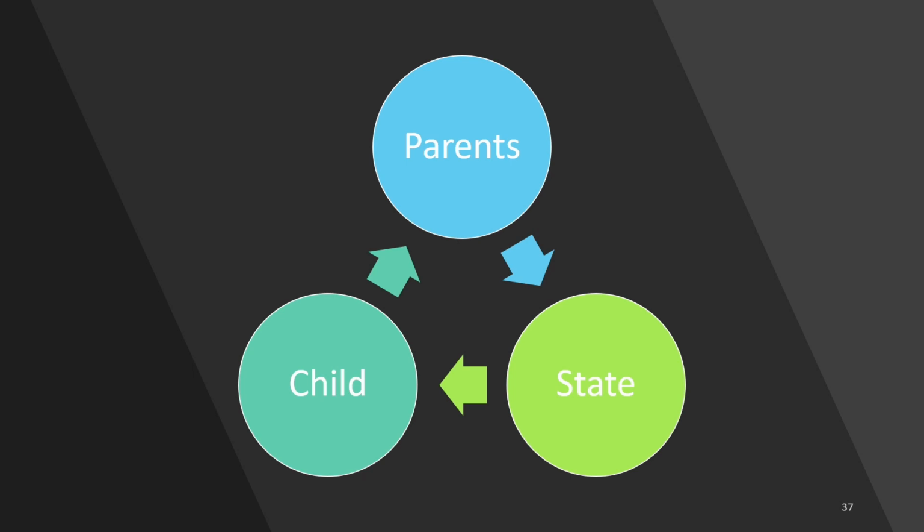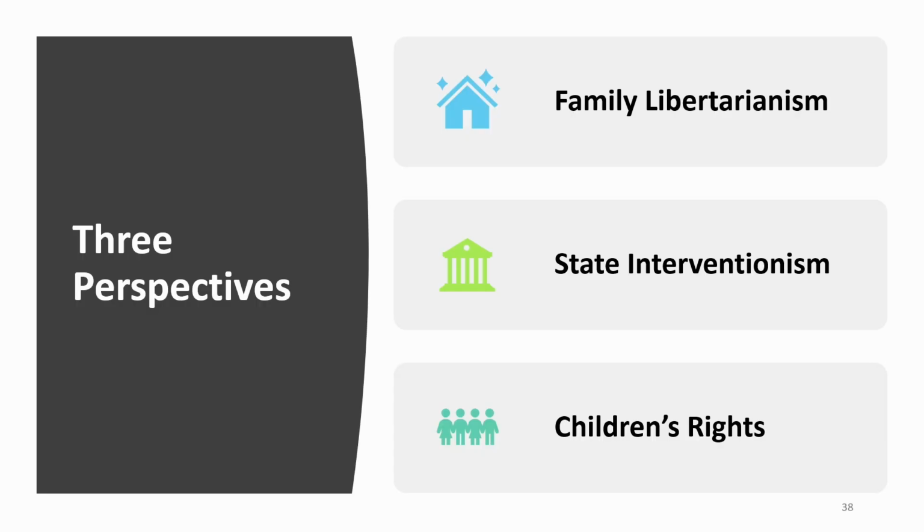Should it be the parents? Should it be the state? Or should it be the child themselves? So this last piece, we will think about three different perspectives on who should determine what's in a child's best interest. We'll talk about the family libertarianism perspective, the state interventionism perspective, and the children's rights perspective. And as you can imagine, each of these three corresponds to a point in that triangle. Family is parents should decide, state is state should decide, and children's rights are children should decide.